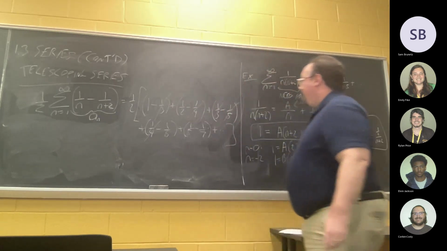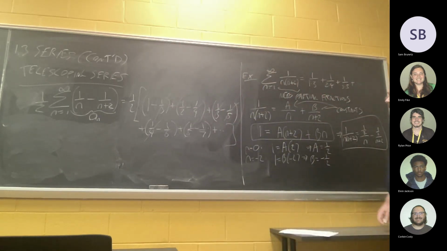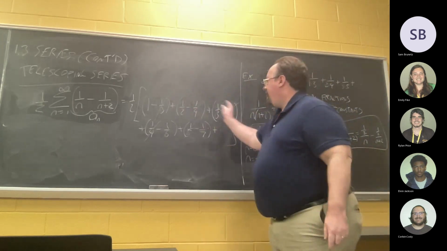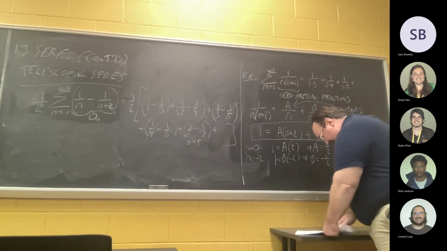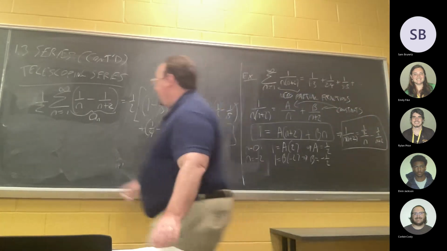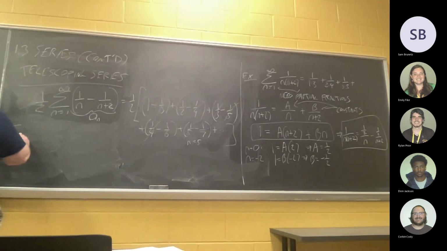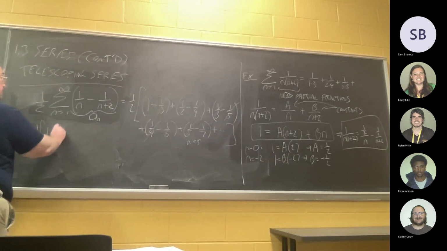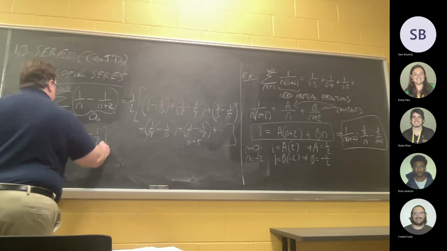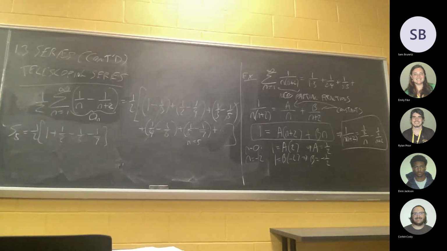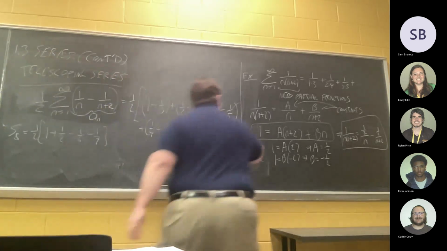1/5 is gone. Okay. Now, this is n equals 1, 2, 3, 4, 5. That's how far we went. So the partial sum S5 is 1/2 times 1 plus 1/2 minus 1/6 minus 1/7.